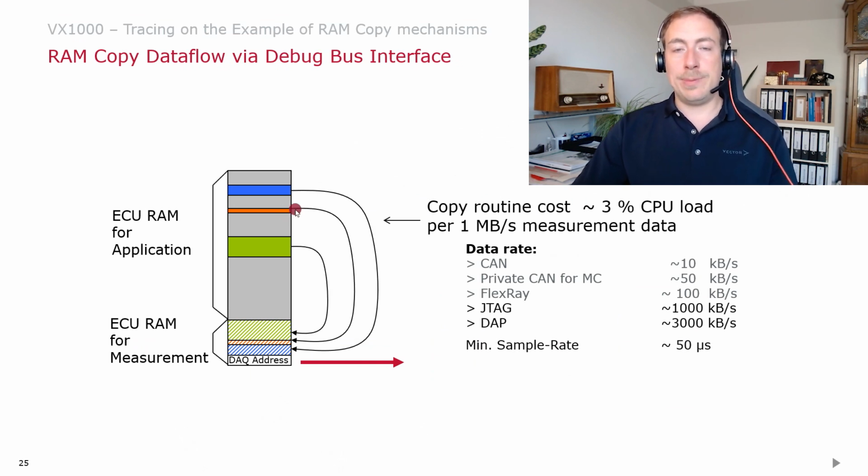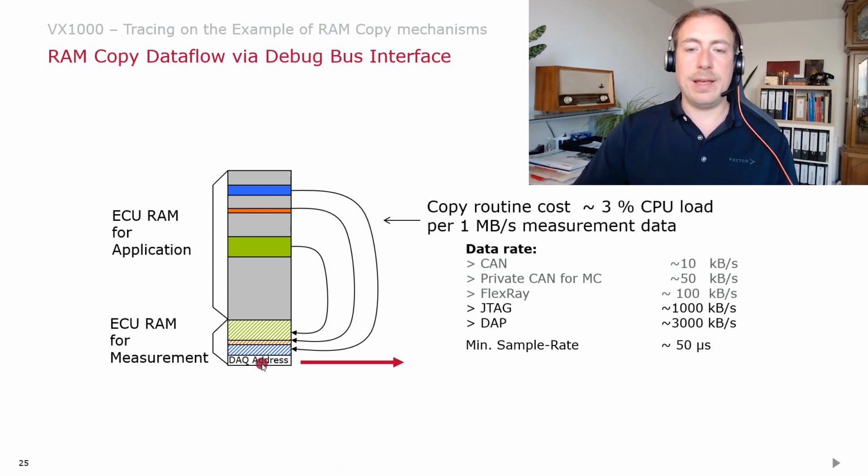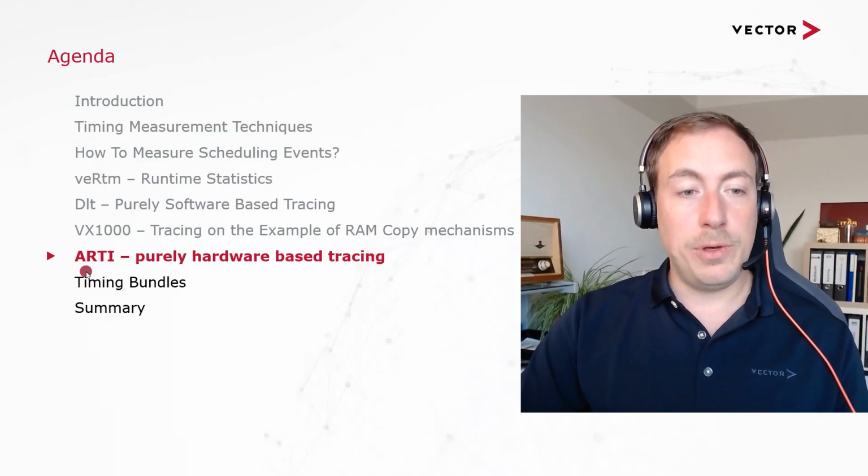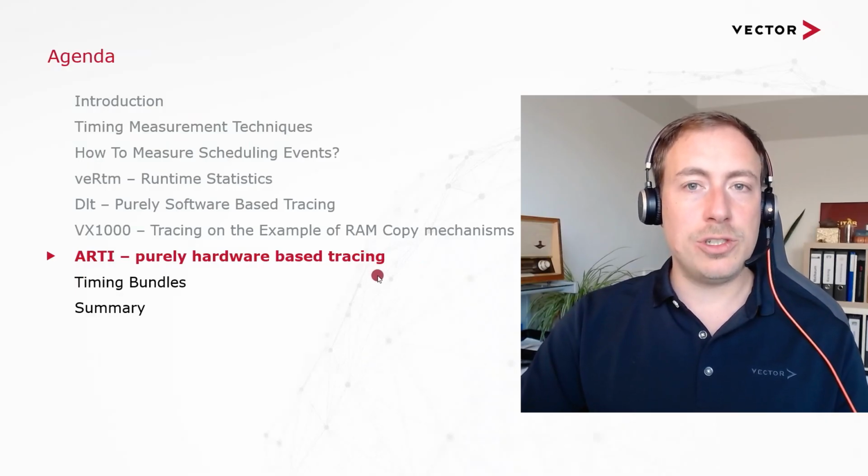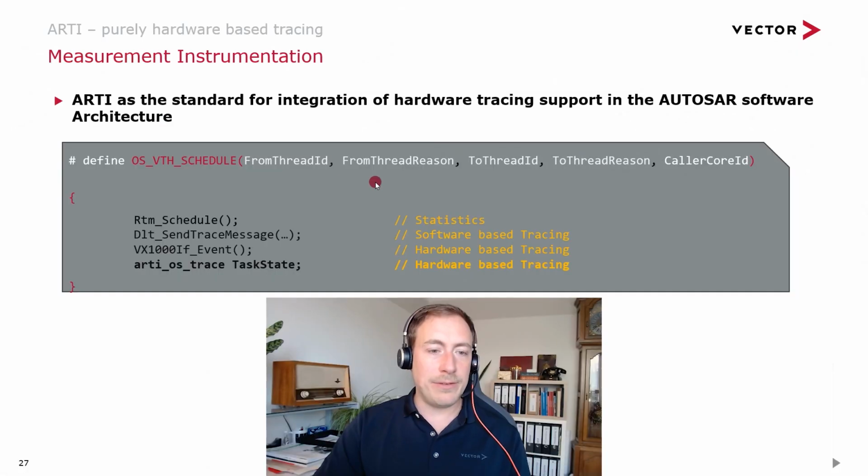So the VX1000 provides an app driver, a driver which copies the data you want to measure into a JTAG accessible address, and from there the VX1000 polls the data. And what you can see here is it's much more performant in the sense of bandwidth than with a bus interface like CAN or FlexRay. And you can also increase the sampling rate, which is important in our use case because scheduling events can be quite frequent. Now coming to the purely hardware-based tracing approach, which is the AUTOSAR runtime interface.